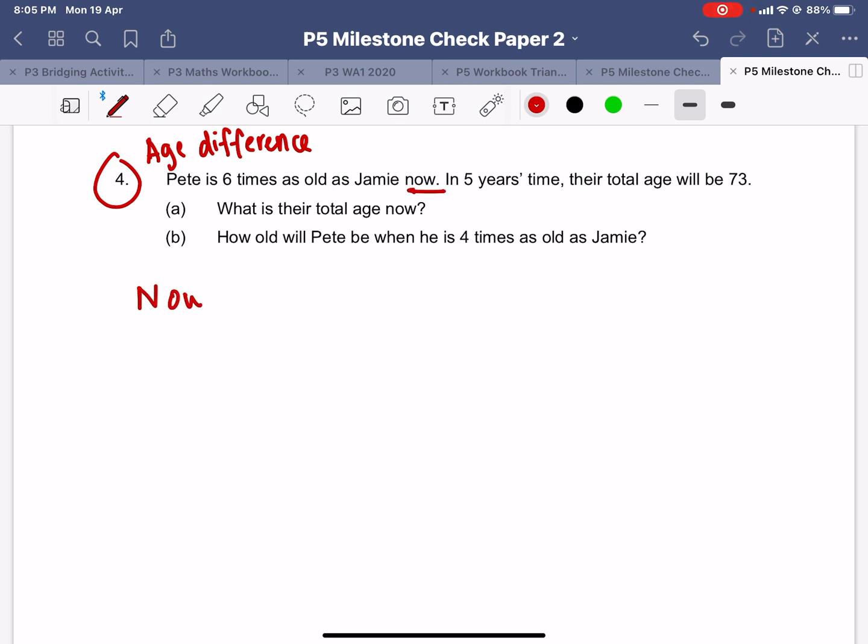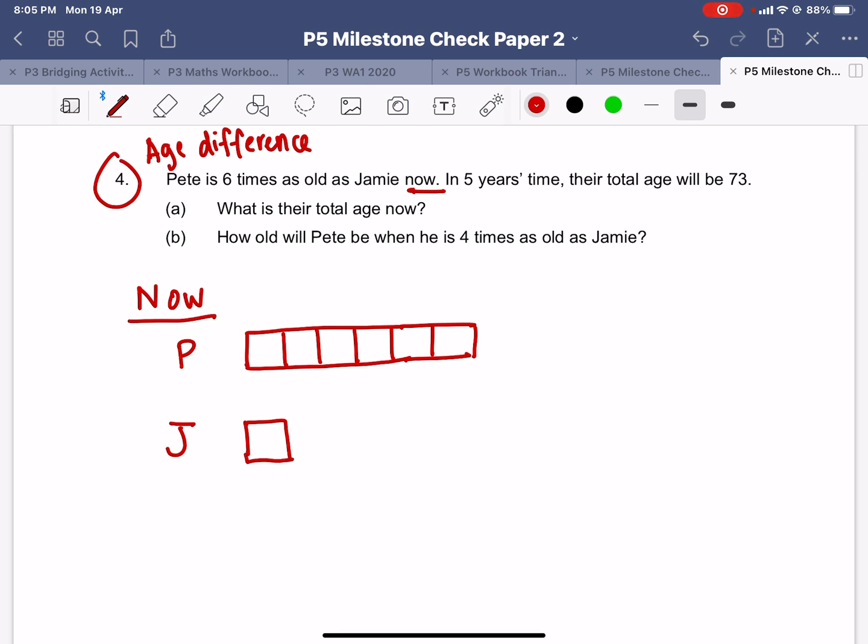This is about now, right? We want to look at the present now. About these two persons, Pete and Jamie. Pete is 6 times. So let me draw out the 6 times. 1, 2, 3, 4, 5, 6. Jamie, of course, will be 1. 6 times versus 1 time. Now, do you know the total? Actually, you do not know.